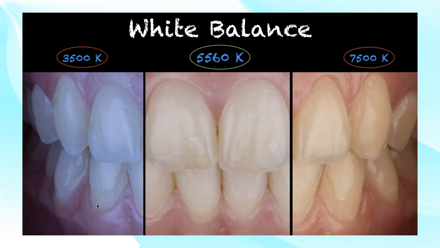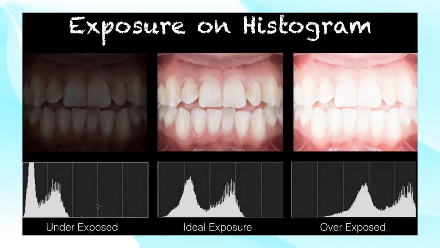Whenever I shoot in RAW, the first thing I do when I'm processing my photographs in Photoshop is adjust the temperature to 5,560 degrees Kelvin, and that's going to give us the correct temperature that the eye sees, and it's going to be the most pleasing to anyone who sees a photograph.